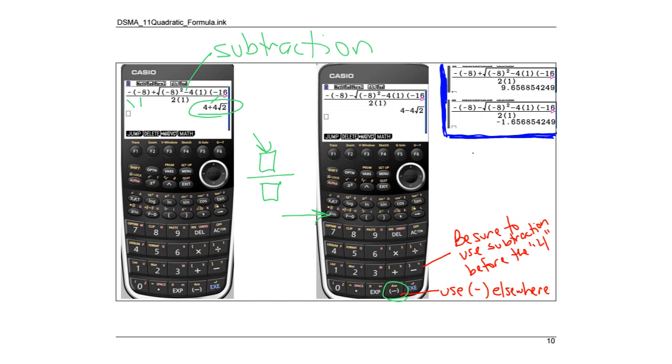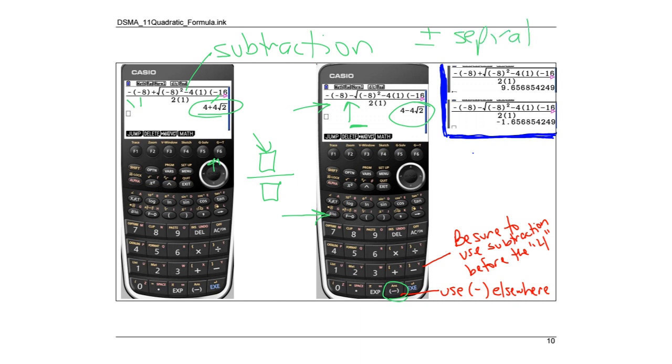So then what you're going to do is use your arrow keys and arrow up, come back into the fraction, and change this plus sign that was in front of the radical to a subtraction. And when you do that, you'll get the other answer. You'll get 4 minus 4 times the square root of 2. Okay, so you cannot do the plus or minus together. You have to do them separate.